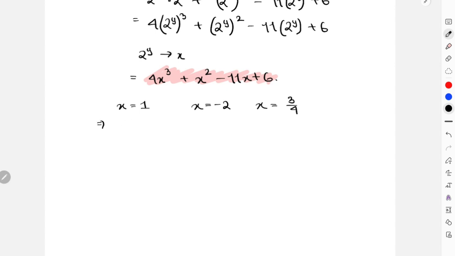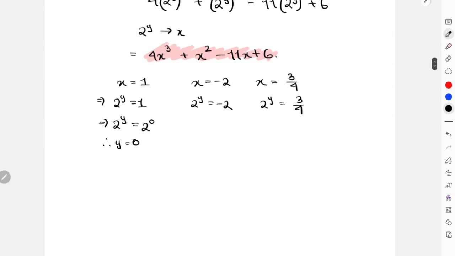Now using these you can consider writing them as 2 power y is equals to 1, 2 power y is equals to minus 2, and then again 2 power y is equals to 3 by 4. For example, over here I can clearly understand 2 power y would be 2 power 0, because anything to the power of 0 turns out to be 1. So the first value for y is 0. Second, as you have a negative value, for a negative value you cannot get any answer, because if you try using log in this case, that would be log minus 2 divided by log 2. That becomes a math error.